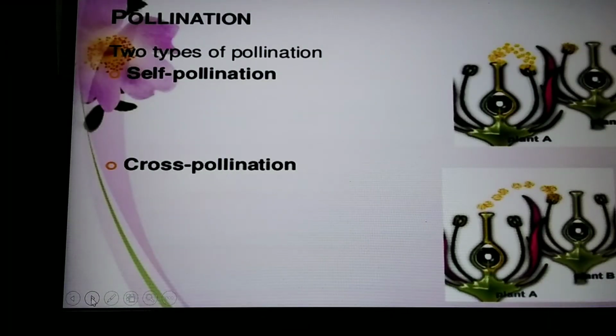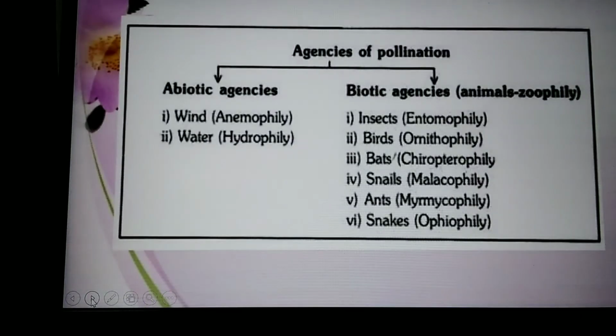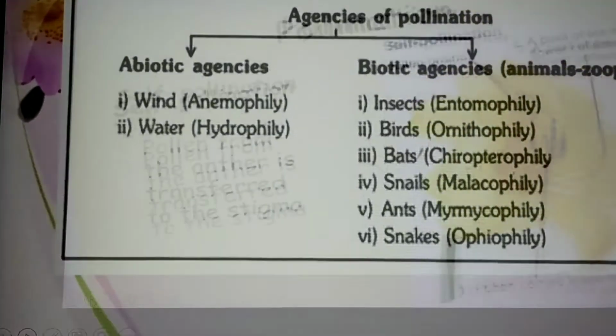Types of pollination. There are two types of pollination, self-pollination and cross-pollination. Coming to the agencies of pollination, there are two types of agencies, that is abiotic agencies, that is non-living agencies of pollination are wind and water, whereas biotic agencies, those are living organisms, that is insects, birds, bats, snails, ants, snakes, etc.